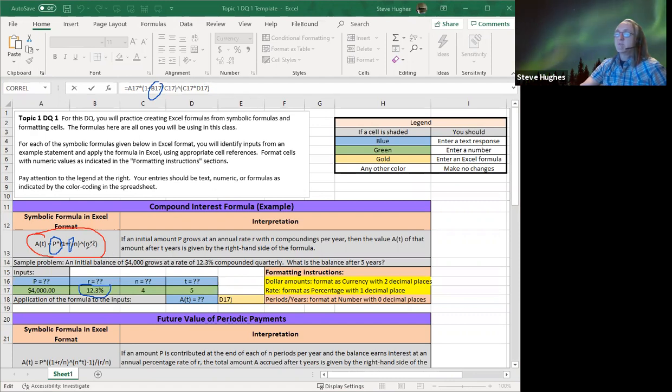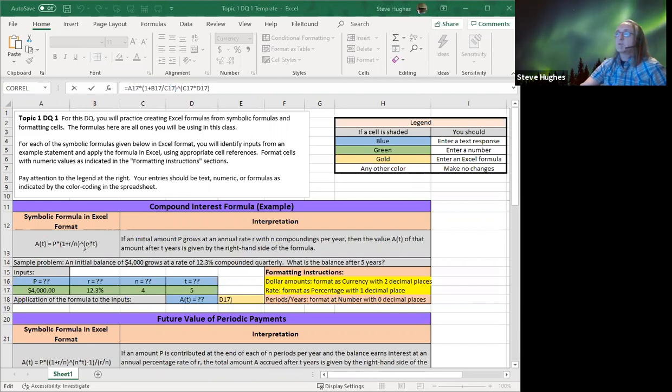Next, the next value in my formula is N. Before I go, let's erase some of this. The next value in my formula is N right there. Where is N? N is right here, but I don't want to use the number. I want to use the cell that the number 4 is in. So that is C17. So I typed in C17 right there in my formula. Let's clear these out. Let's keep going.